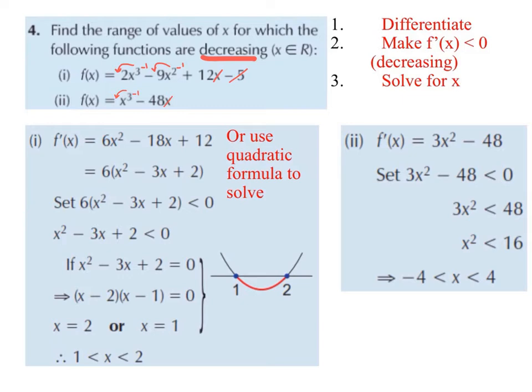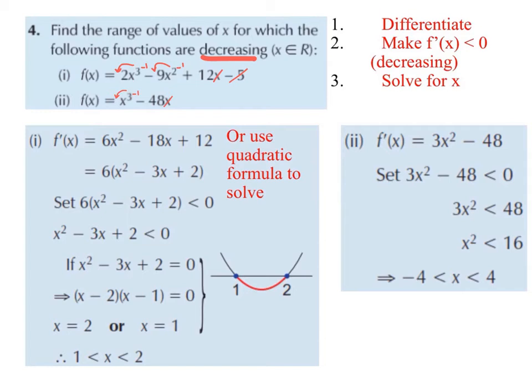So again, the derivative of x cubed minus 48x, we bring down the power in front, so we get 3x. And we reduce the power by 1. 3 take away 1 is 2. So the derivative of x cubed is 3x squared. Minus 48x, we just cancel out the x, we get minus 48.